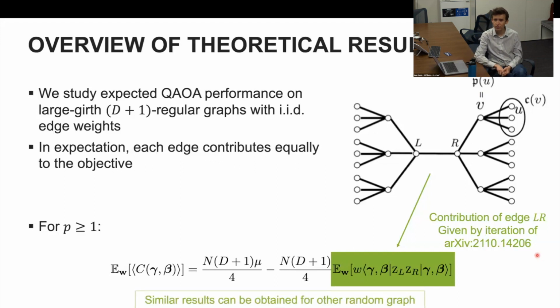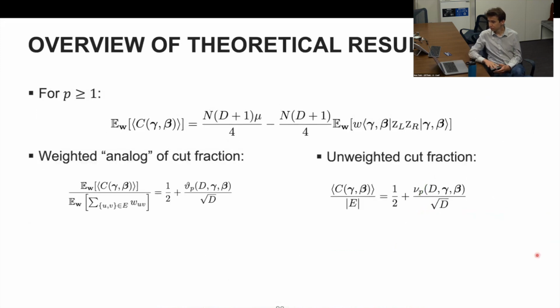As I mentioned earlier, similar results can be worked out as long as all edges contribute equally. Okay. Again, we studied the infinite size limit. So again, we need a quantity that has a limit. We define the same weighted analog of cut fraction. It's exactly the same as for p equals 1. And then what we do is we derive a correspondence between this quantity, so how much better we're doing than random guess in the weighted case, and the analogous quantity for the unweighted cut fraction.